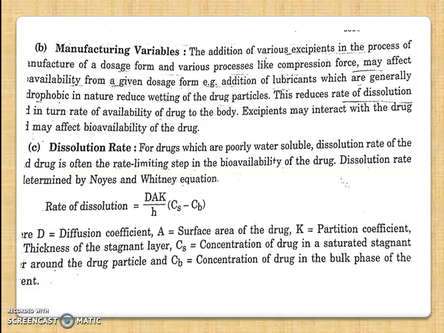Then comes the dissolution rate. For drugs which are poorly water soluble, the dissolution rate is often the rate-limiting step for bioavailability. Dissolution rate is determined by the Noyes-Whitney equation, which is dC/dt = DAK(Cs - Cb)/h, where D is the diffusion coefficient, A is the surface area of the drug, K is the partition coefficient, h is the thickness of the stagnant layer, Cs stands for the concentration of drug in the saturated stagnant layer around the drug particle, and Cb is the concentration of drug in the bulk phase.